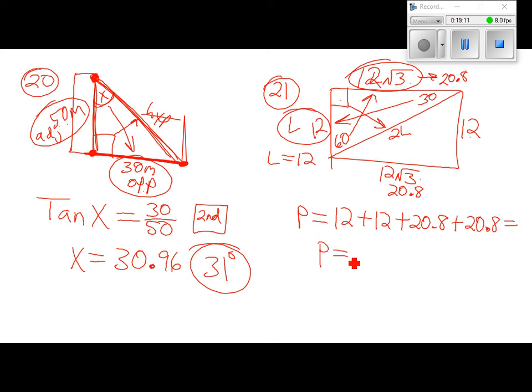P equals, that's 24, 44, 64, so about 65.6. And I forgot to put any units on this, but that is the perimeter of the rectangle.